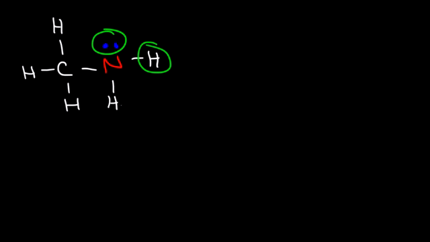Here's another question for you. What is the hybridization of the nitrogen atom in this structure? Is it s, sp, sp2, or sp3? So looking at this nitrogen atom, it has a lone pair and it's bonded to 3 atoms. So it has 4 groups, and therefore it's sp3 hybridized. So if you said sp3, you were correct.